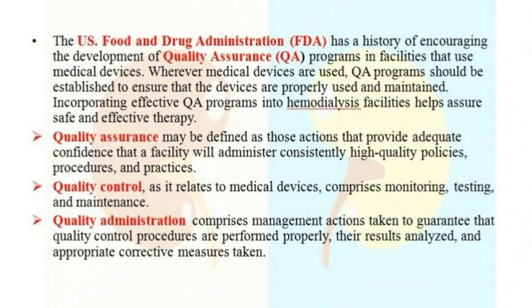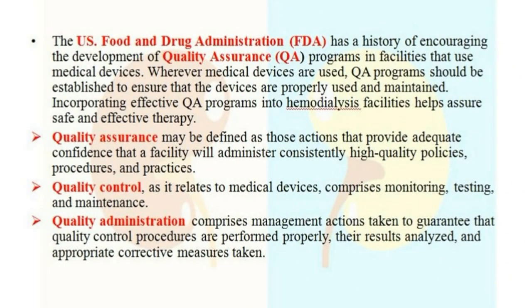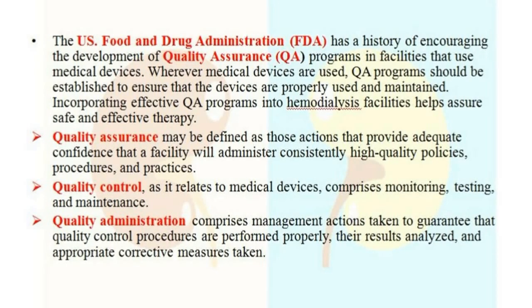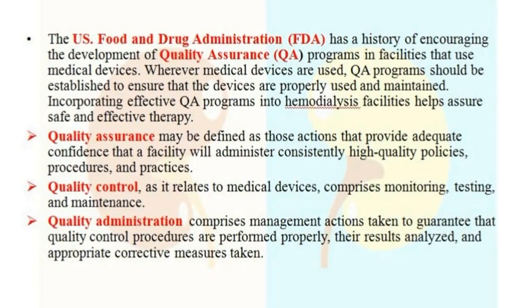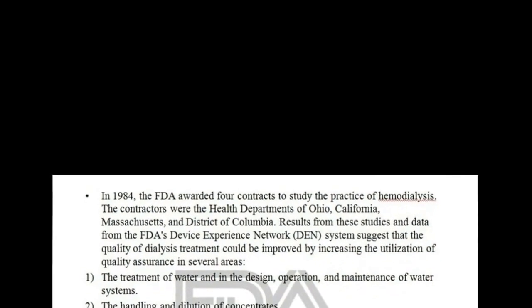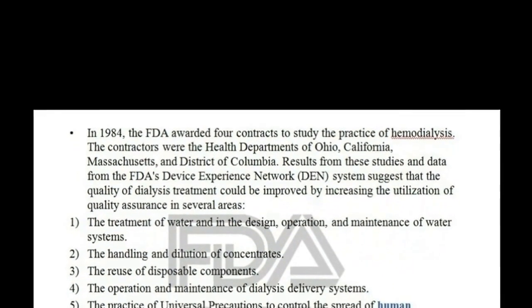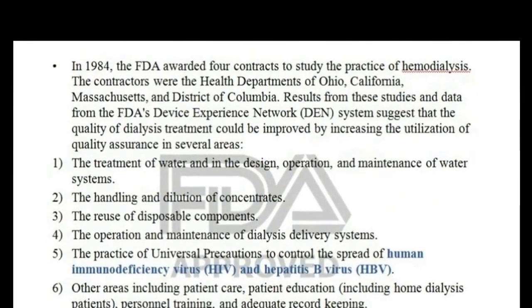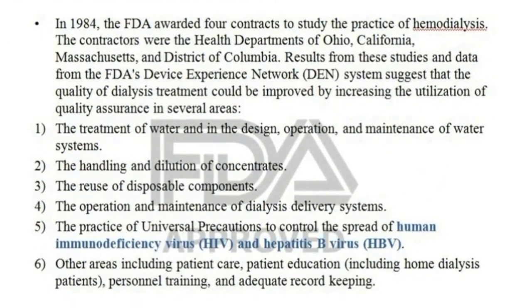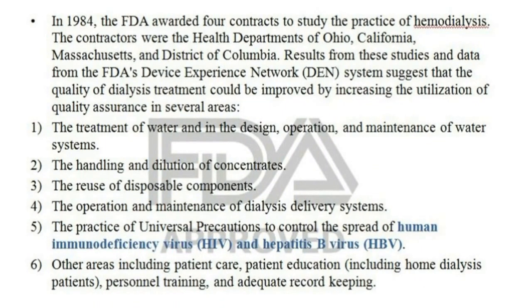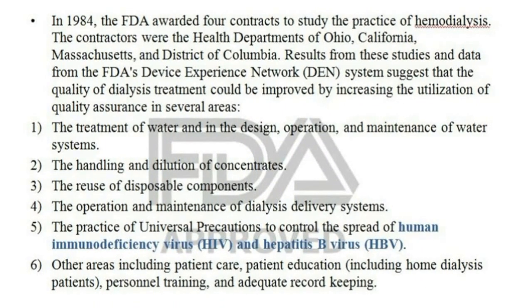On this slide, it mentions the US Food and Drug Administration, otherwise known as the FDA, which oversees quality assurance in hospitals. Three main points that it bases its overseeing operation on are listed here, namely quality assurance, quality control, and quality administration. On this slide, it's about a case study where the FDA conducted inspections on hospitals and provided guidelines for their quality control.